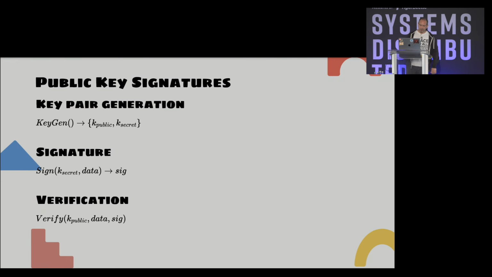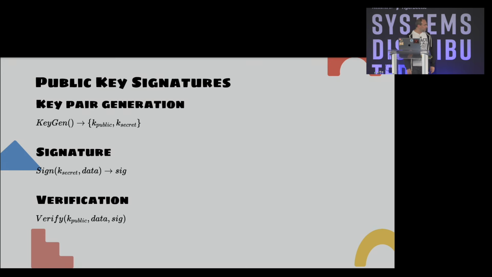So we have a keygen function, a signature function that takes the secret key and some arbitrary data and returns a fixed-length signature, and a verification function that takes the public key, the data, and the signature, and returns yes or no. OK. Well, you may be like, well, this is crypto.